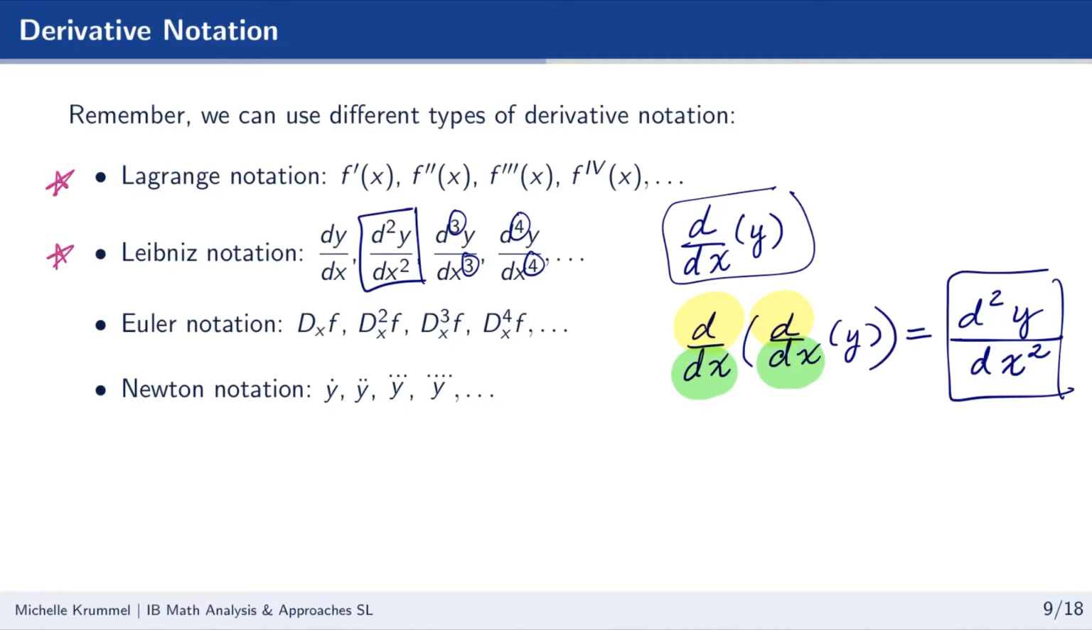Now, if you're looking at other resources, you might also encounter Euler's notation, where to increase the order of the derivative, we're just changing this number here. The x on the bottom indicates the independent variable, x, and then the f is the name of the function that you're taking the derivative of. And we have Newton's notation, where you just add another dot above the y to indicate the next order derivative.